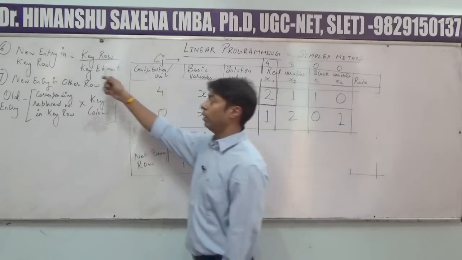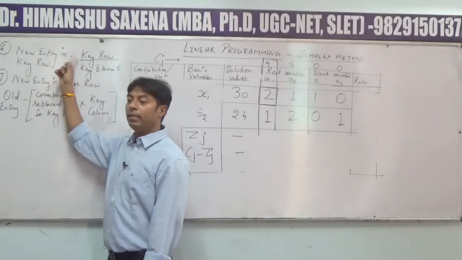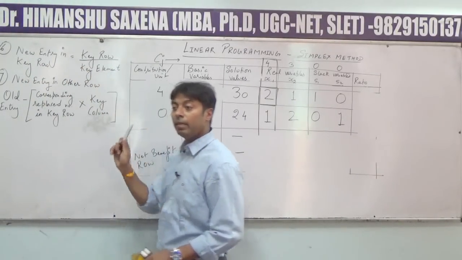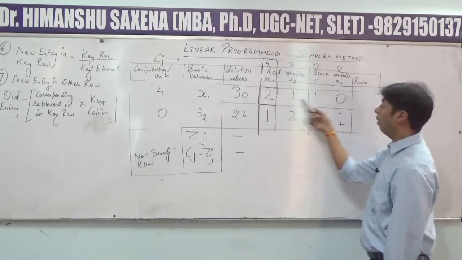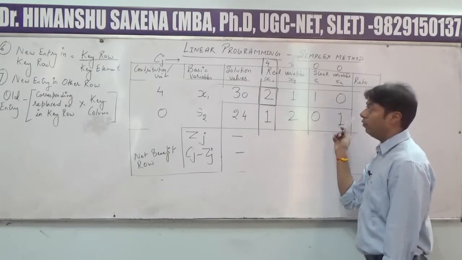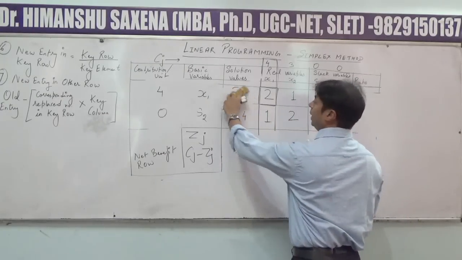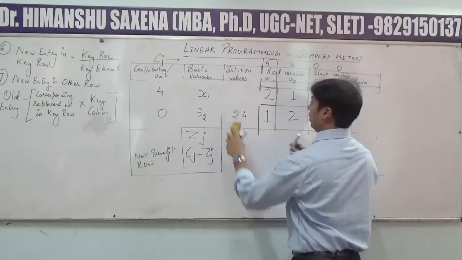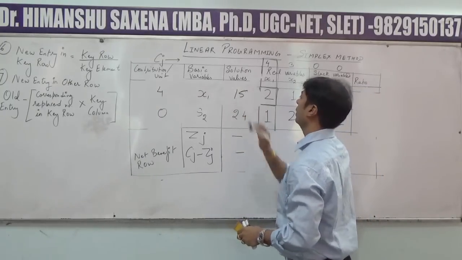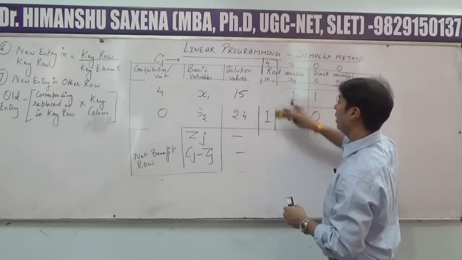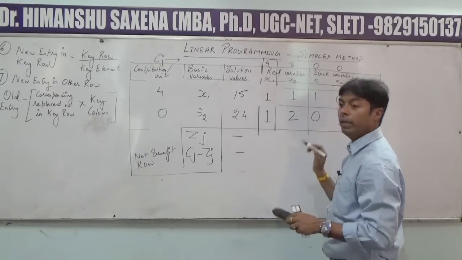Look at this formula which says new entry in key row. It is key row divided by key element. So all the values of this key row will be divided by this key element 2. Firstly, 30 divided by 2 will give you 15. Now 2 divided by 2 will give you 1 only.